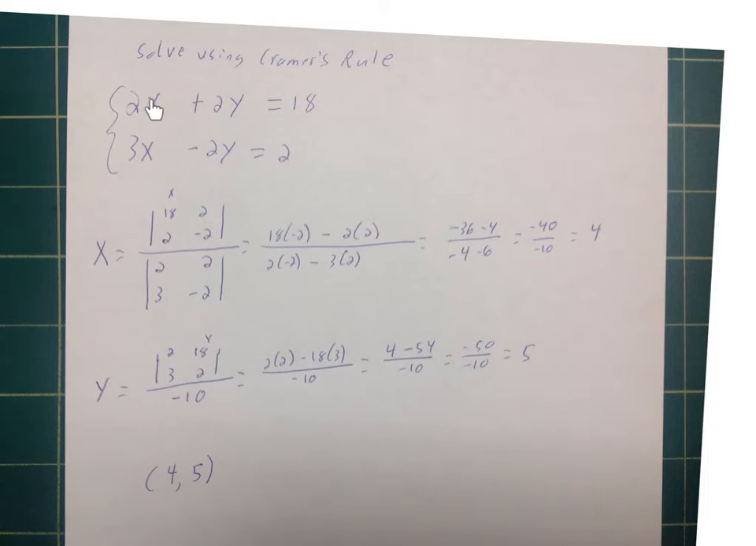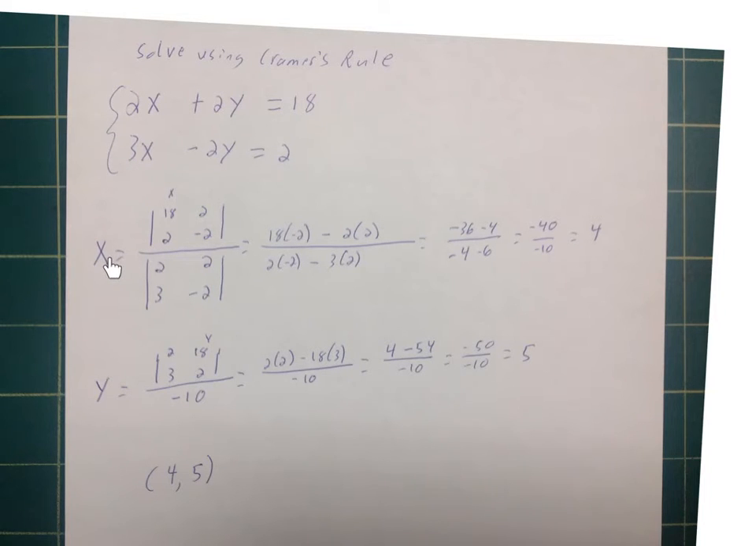Now, on what you posted, you were missing the variables, and so I'm assuming it was 2x plus 2y equals 18. You just had 2 plus 2 equals 18 in summary here. So I went ahead and inserted the variables. I think this is what you intended. So you were wondering how in the world to use Cramer's rule to solve this. So you want to solve for x and y using this rule.